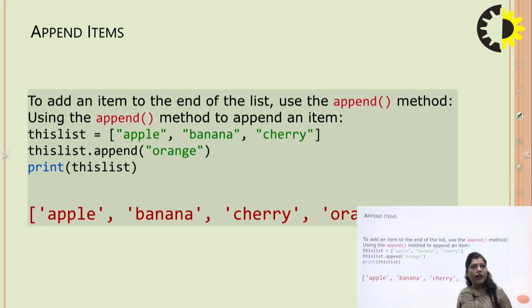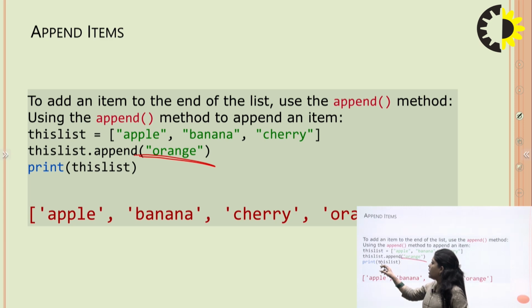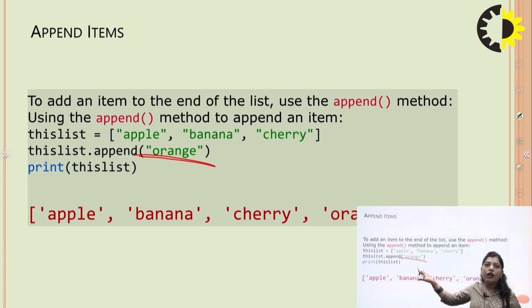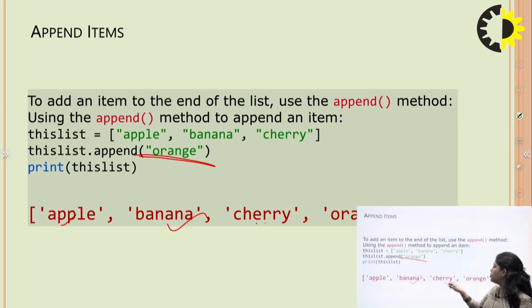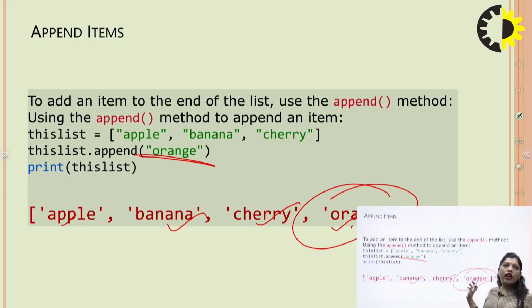Next is the append item. Append item means to add an item to the end of the list. For example, this list: apple, banana, cherry. We want to append this item orange. So, the item is appended at the end. The output is apple, banana, cherry and orange. We append the item orange and this item is added at the ending of that list.